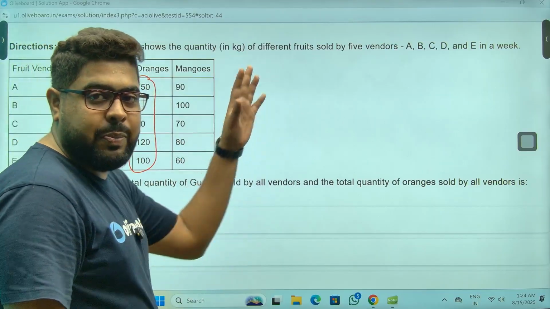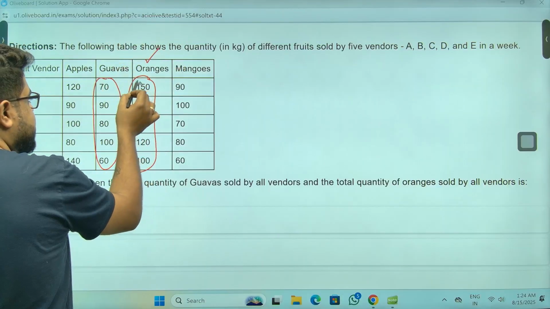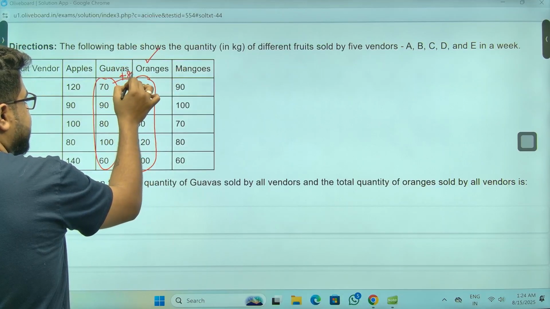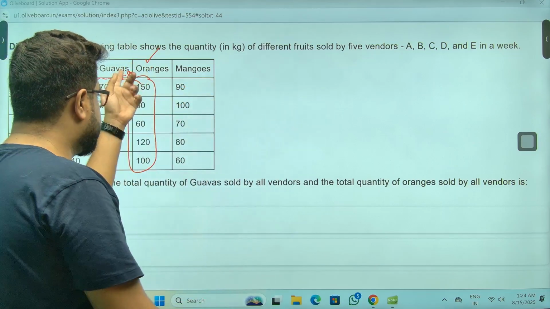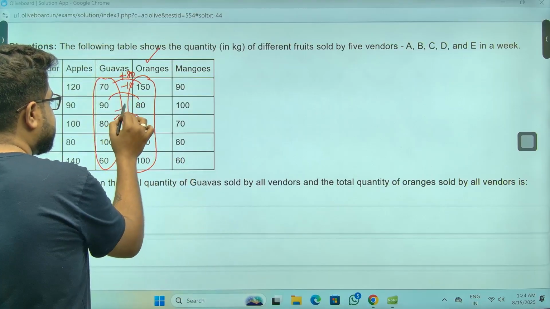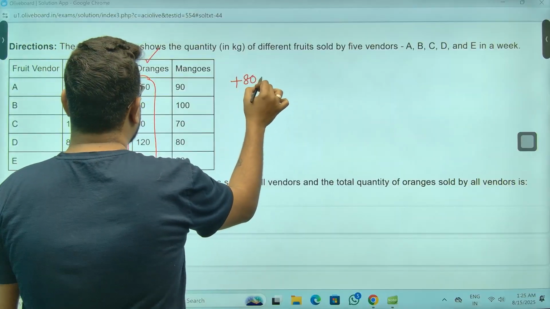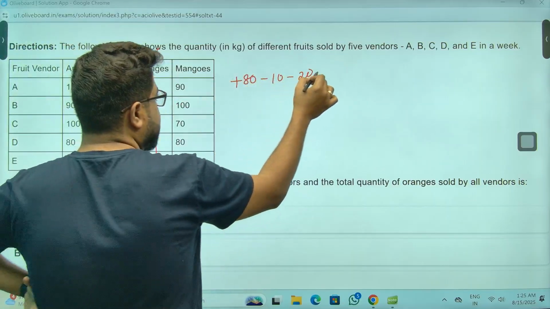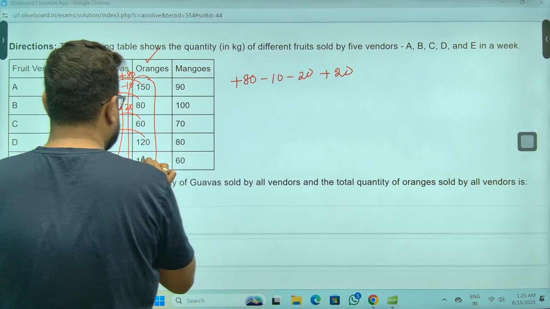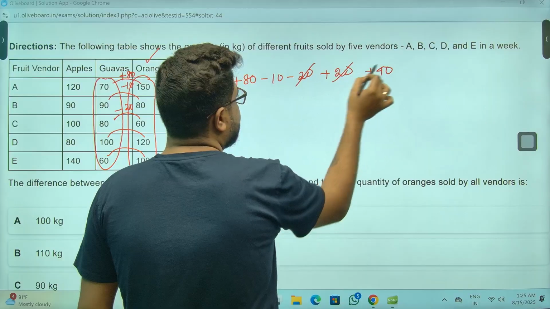Sir, better you take the difference only. I'm taking orange is always greater. So this minus this. So this is plus 80. This is minus 10 because I've taken orange is greater. So please mention this. This is minus 20. Achha, rather let me write here. Plus 80 minus 10 minus 20. This is plus 20. This is plus 40. So this is the difference.